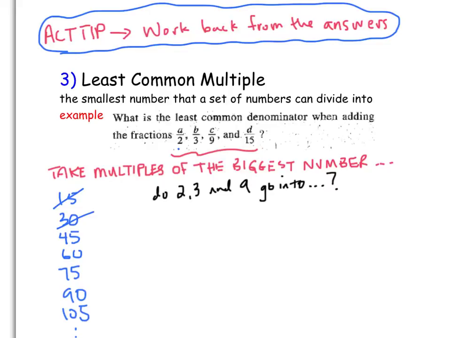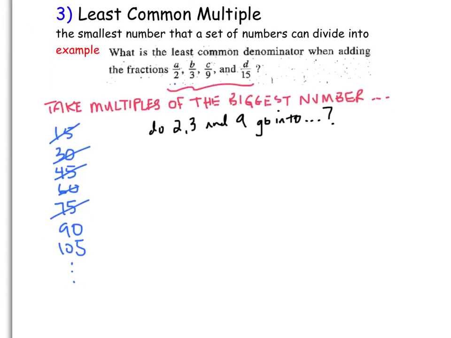So you keep going like this. 45, 2 cannot go in. 60, 9 cannot go in. 75, 2 cannot go in. Until you get down to 90. And 90 they all can go into. So 15, 9, 3, and 2 can all divide into 90 evenly. So that makes 90 the least common multiple.